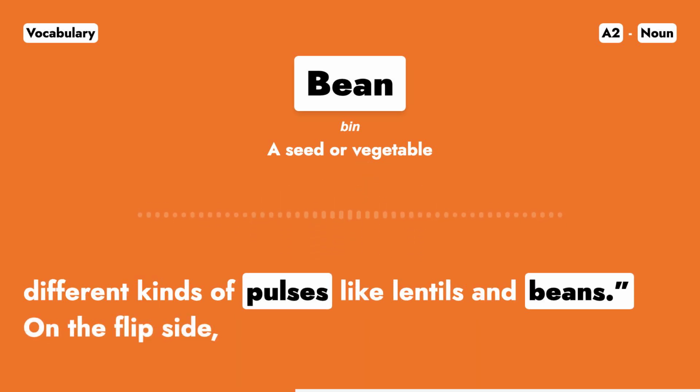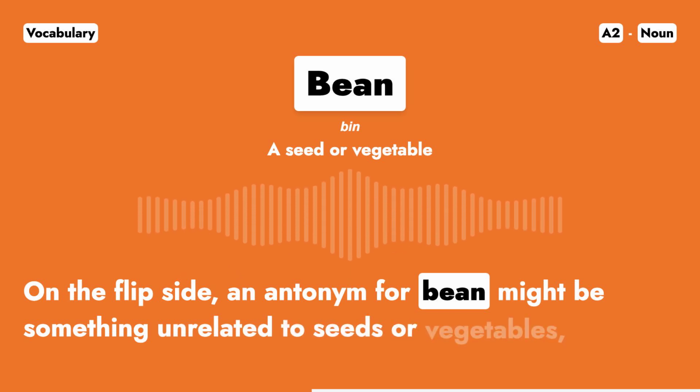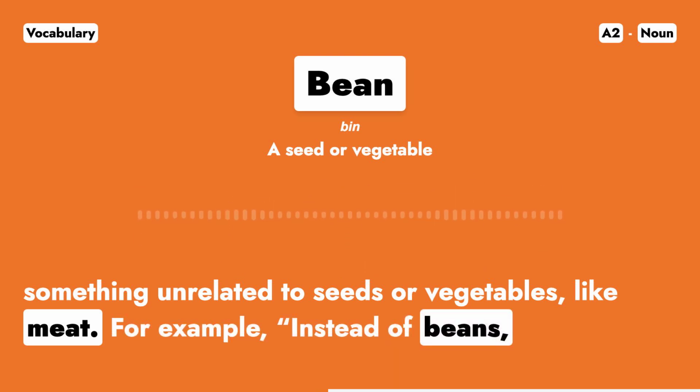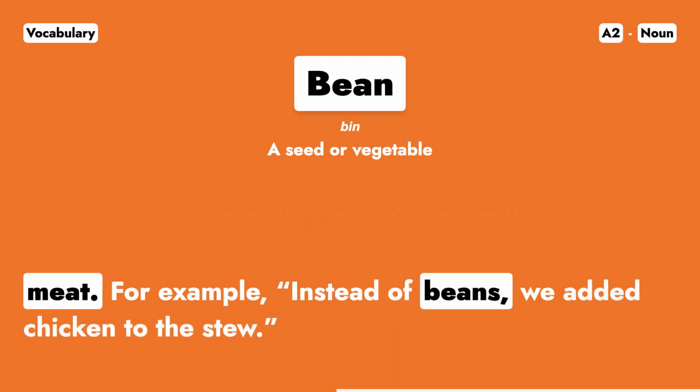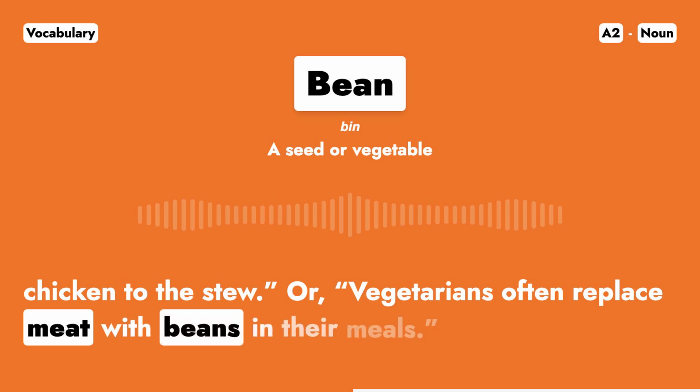On the flip side, an antonym for bean might be something unrelated to seeds or vegetables like meat. For example, instead of beans, we added chicken to the stew. Or, vegetarians often replace meat with beans in their meals.